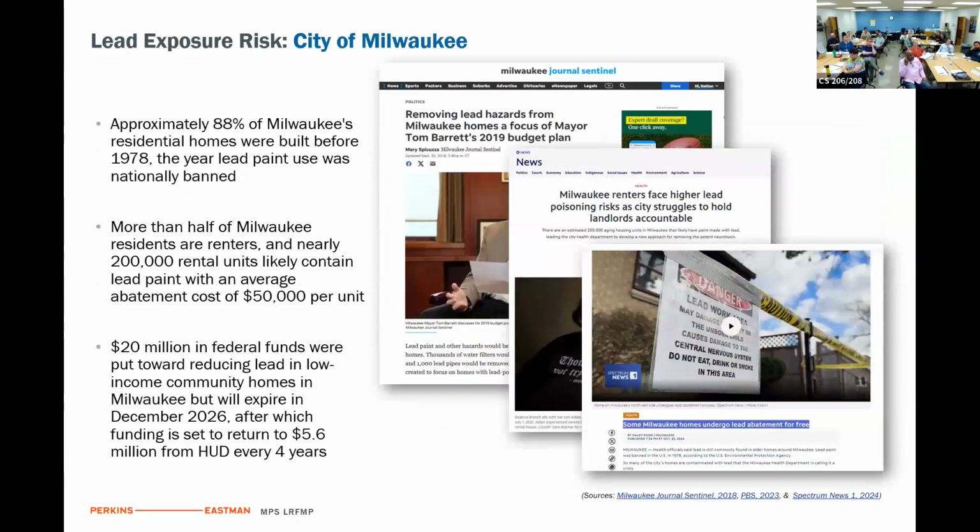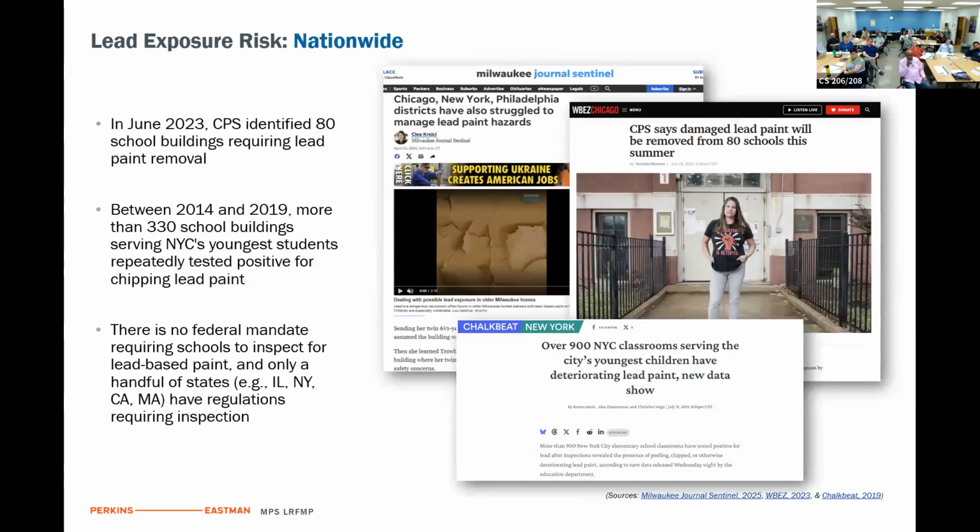Knowing that this problem goes beyond MPS, this is a larger issue in the city of Milwaukee, with almost 90% of residential homes likely having lead paint, and the exorbitant costs that come along with that, and what funding would be needed and is available. There are other districts facing similar challenges. The Journal Sentinel put out a great article highlighting some of those. CPS was dealing with that a couple summers ago in 80 of its buildings, and New York has 330 buildings that were identified. Obviously, it's a district with well over 1,000 buildings, so a different magnitude, but a challenge they are also facing.